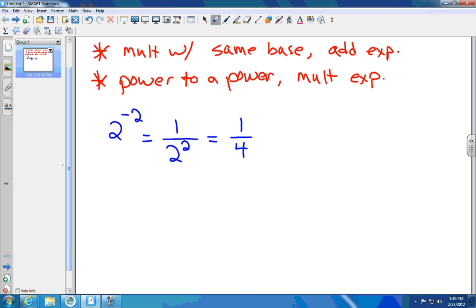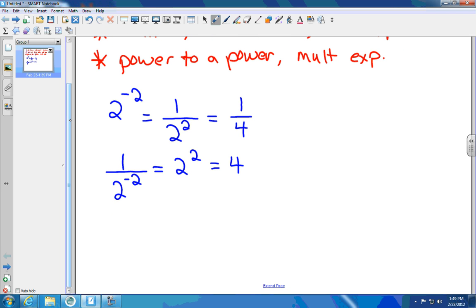Doing the same problem, if it started off 1/2 to the negative 2, we need to make this exponent positive, so we have to take this whole thing up to the top. And now you have 2 to the positive 2, which is what? 4. So 4/1 or just 4. So if you have to take everything to the bottom, then you leave a 1 up at the top. We'll do some examples where you will leave stuff at the top. That is the rule, though. That's what you do. If you have a negative in the top, take it to the bottom, and vice versa.